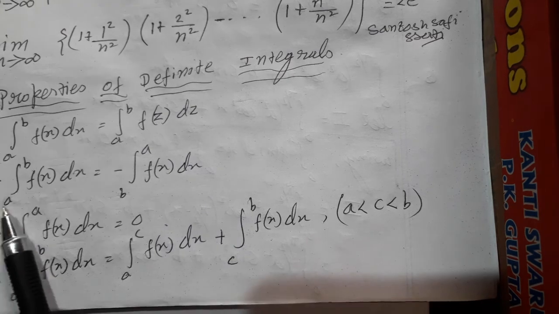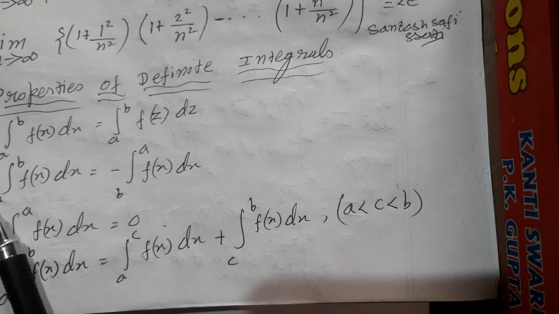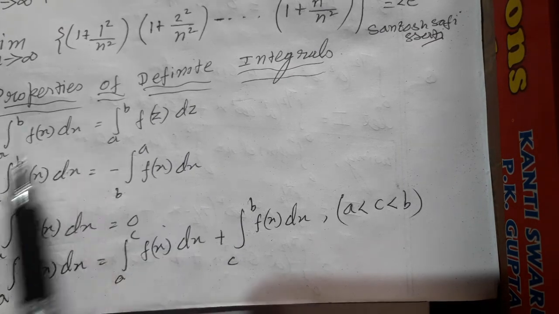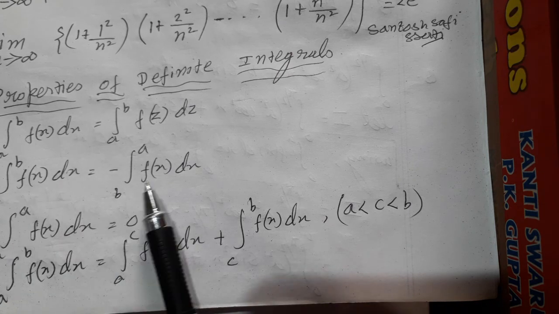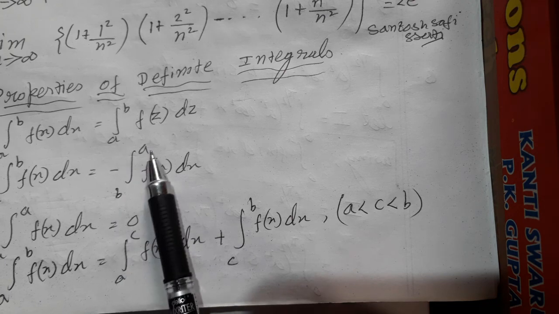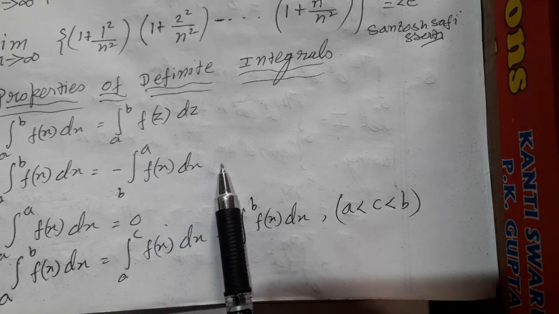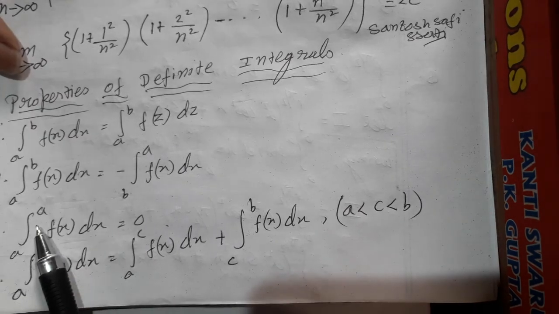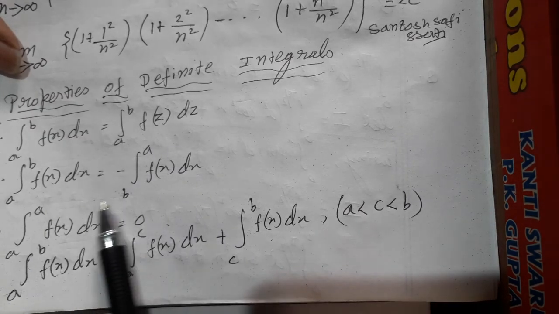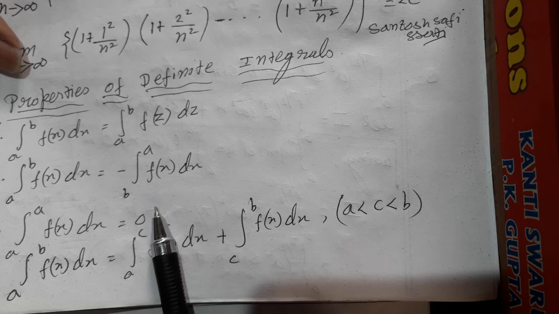The second property is that the integral from a to b of f(x) dx, if you interchange the upper limit and lower limit, we get minus the integral from b to a of f(x) dx. Now if the upper limit and the lower limit are the same, then the value of the integration will always be 0.